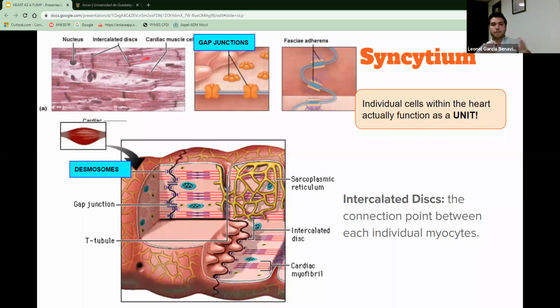And how can these intercalated discs, these membranes, pass the different ions so the action potential can travel? It's thanks to gap junctions. That's the importance of the cardiac muscle cell. Gap junctions are the ones that allow the free exchange of substances. Another important part of cardiac muscle cells are desmosomes. Desmosomes anchor the cells together to provide tensile strength, so they can be joined without any damage occurring to them.